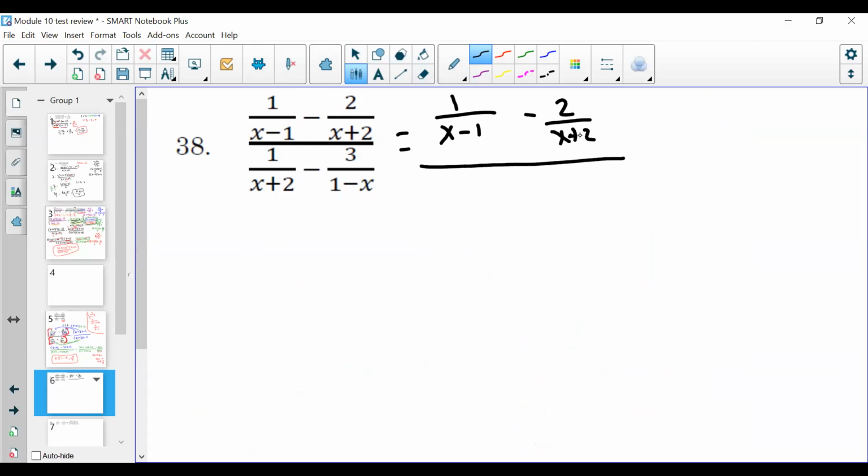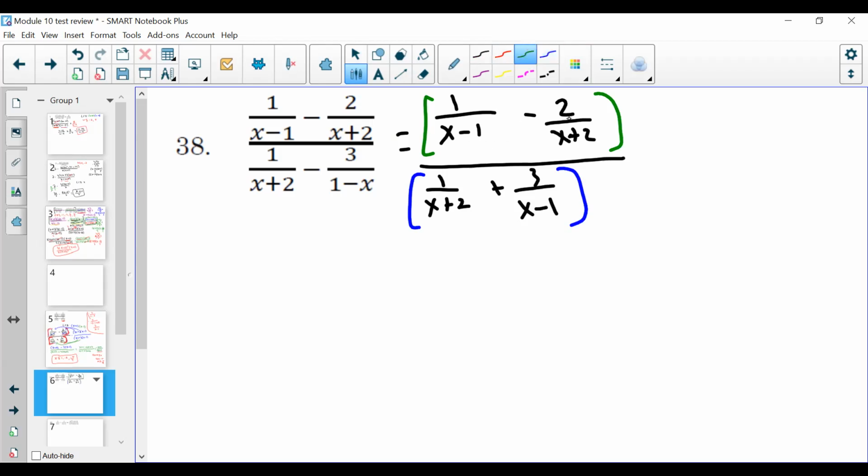All of that over 1 over x plus 2 plus 3 over x minus 1. All right, so once I fix that sign is what we get. So the other way to do it is to focus on only the top and then only the bottom, and look at them as separate things.